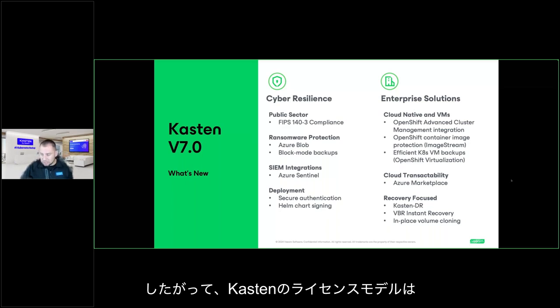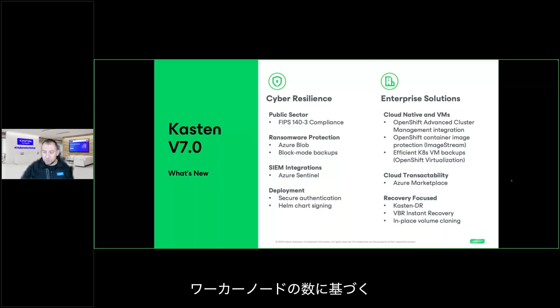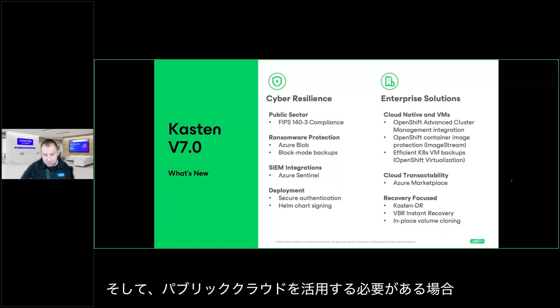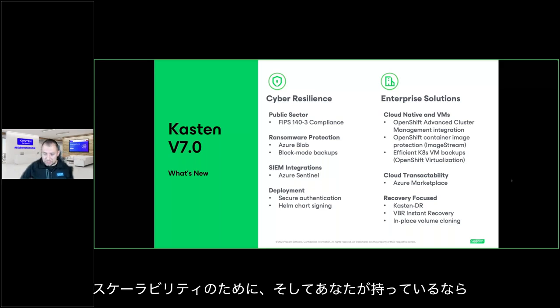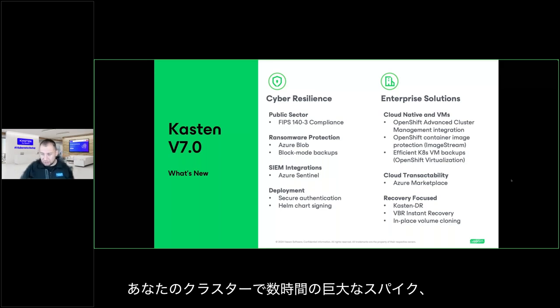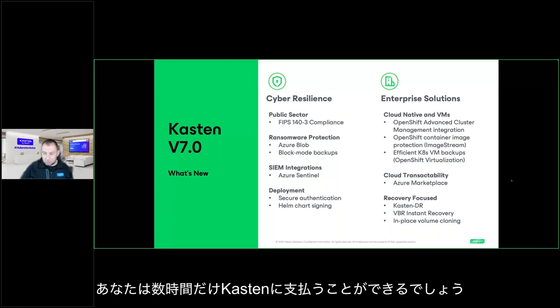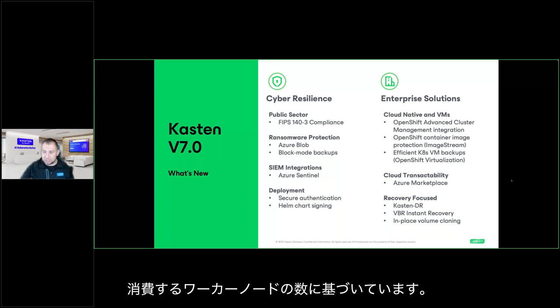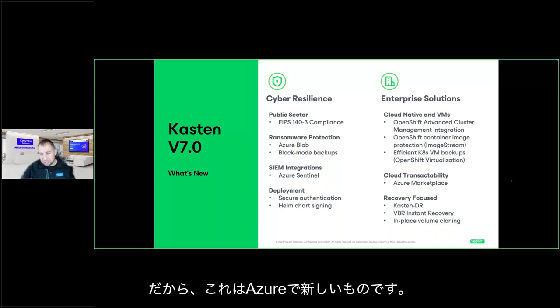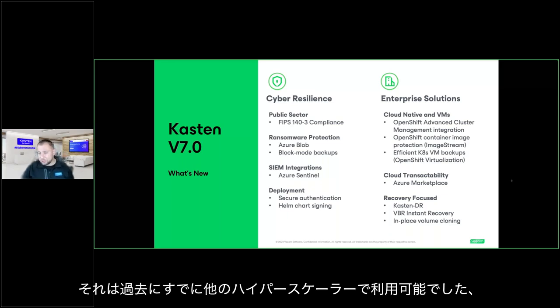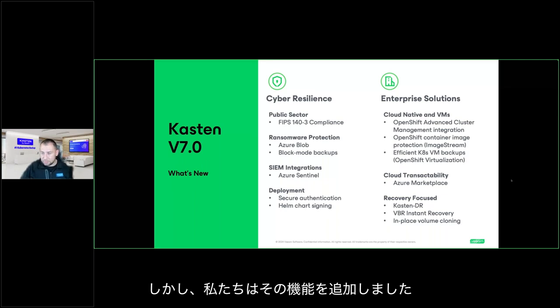So the licensing model of Kasten is based on the number of worker nodes that you have in a given cluster. And if you need to leverage the public cloud for scalability, and if you have a huge spike for a couple of hours in your cluster, you will be capable of paying Kasten just for the few hours based on the number of worker nodes that you will consume. So this is something that is new on Azure. It was already available in the past on the other hyperscalers, but we've added that capability with Microsoft Azure.